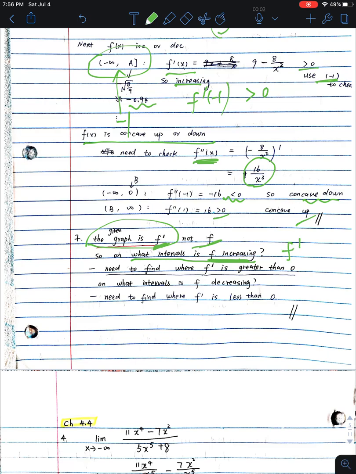You just need to check for which values of x f prime is greater than 0, so that the graph is above the x-axis. And second is on what intervals f is decreasing. You can just see on the graph which values of x make the graph less than 0, that's below the x-axis.